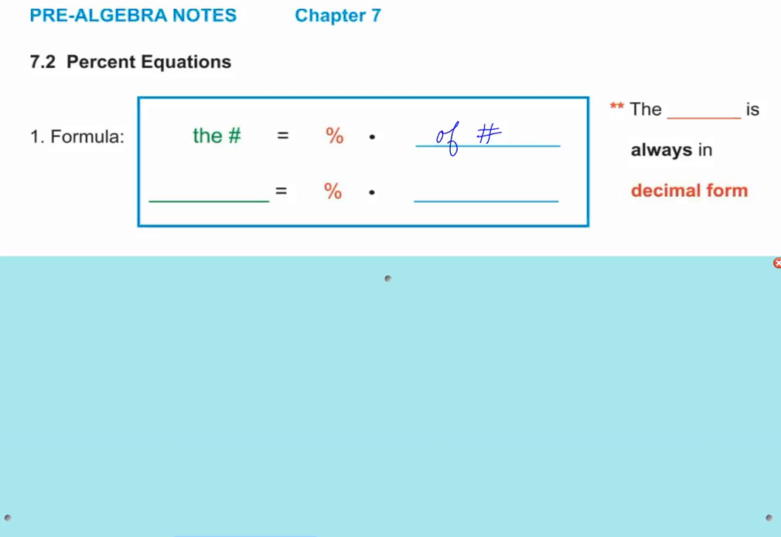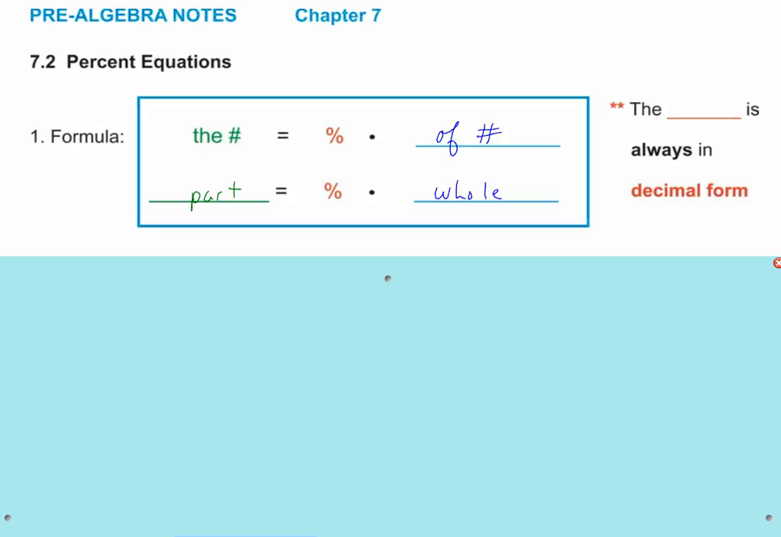Here is the other way of thinking of the exact same thing. Part equals the percent times the whole. W-H-O-L-E, not H-O-L-E. Whole, complete, total. So they're both the exact same thing. The number equals percent times the "of" number, and the part equals percent times the whole. They're exactly the same thing.